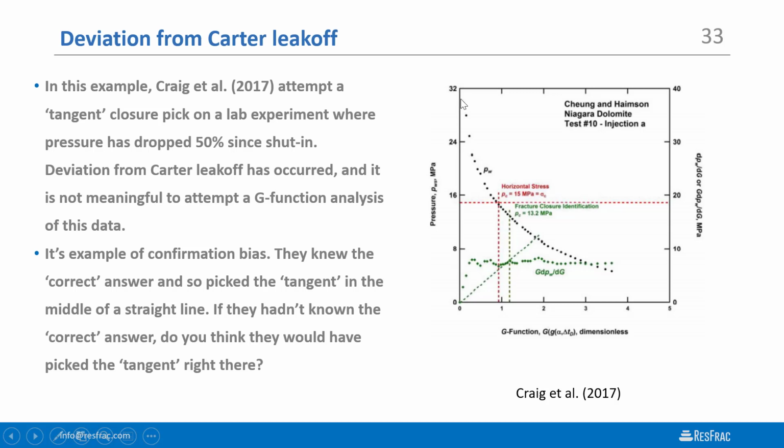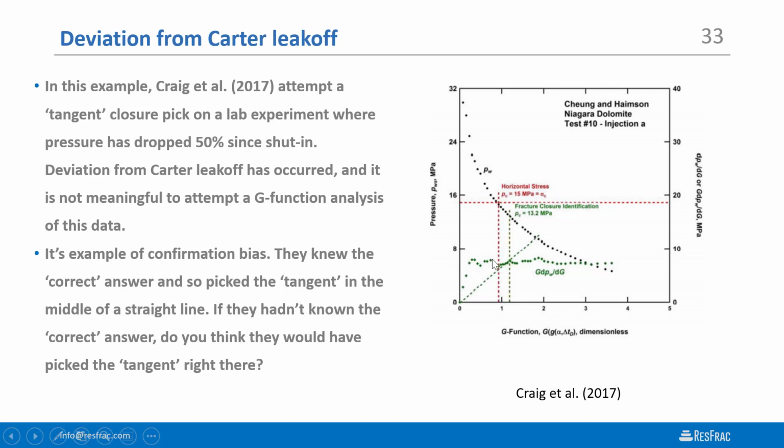So if the pressure goes from 30 to 15, that's not Carter leakoff. And that means it doesn't make sense to try to do a G function interpretation of that data set. At its face, no matter what the trend is, it doesn't make sense. It's not valid. Yet that's exactly what they're trying to do here. So this is just an example of applying a technique developed for one situation to a situation where it doesn't apply, and not recognizing that things have changed.